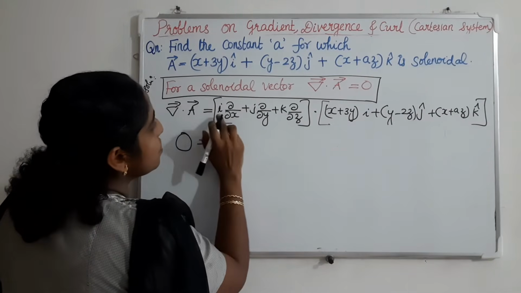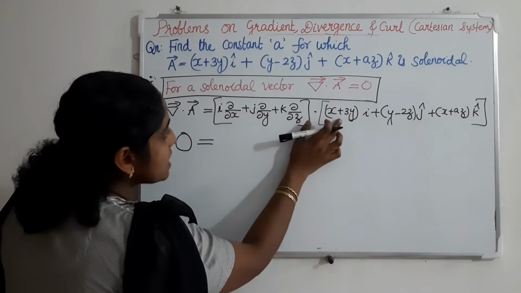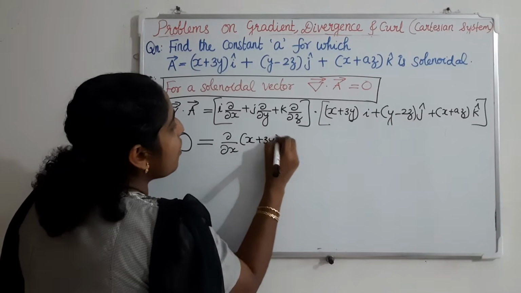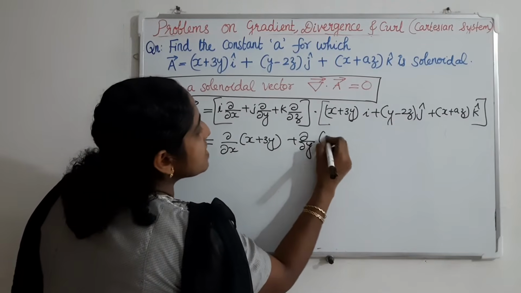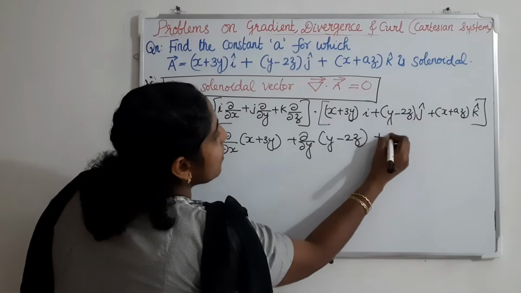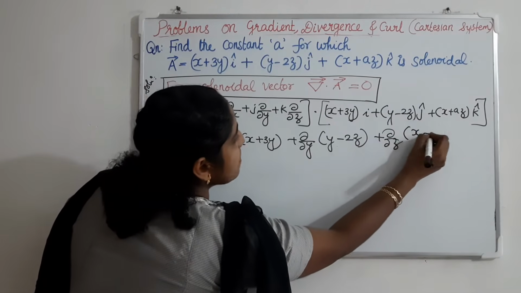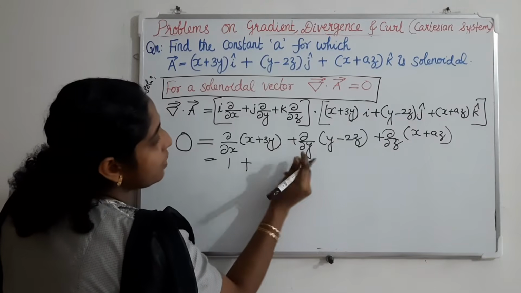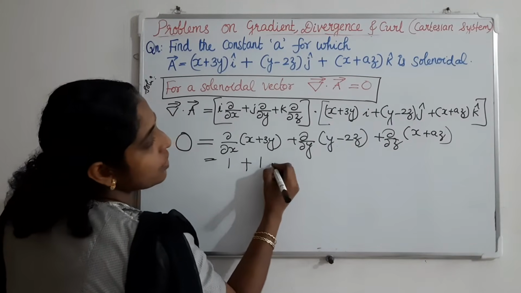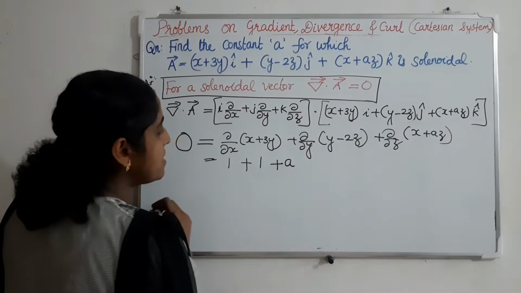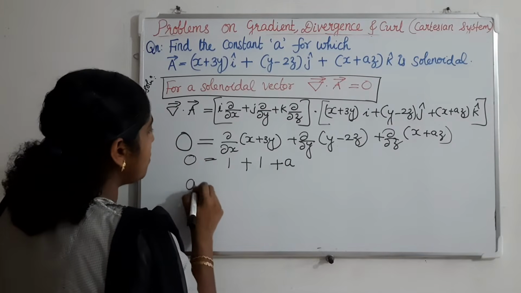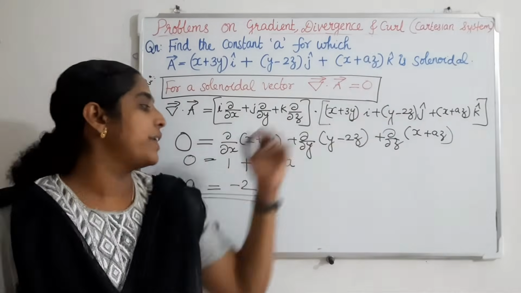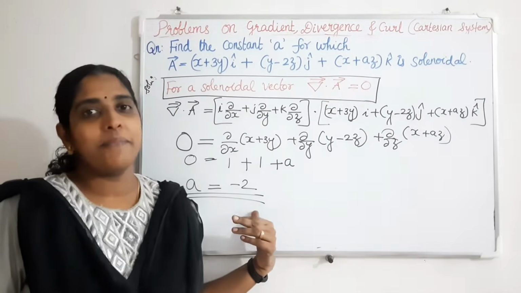That is equal to dou by dou x of (x plus 3y) plus dou by dou y of (y minus 2z) plus dou by dou z of (x plus az). Dou by dou x of (x plus 3y) is 1. Dou by dou y of (y minus 2z) is 1. Dou by dou z of (x plus az) is a. That is, a is equal to minus 2. So for vector A to be solenoidal, the constant a value is minus 2.